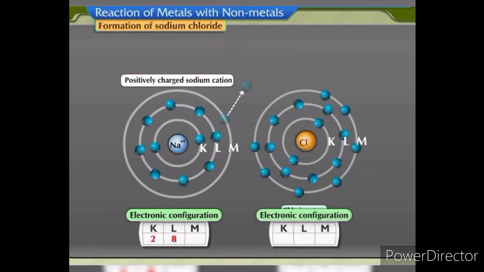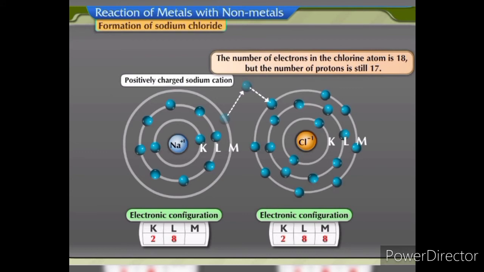On the other hand, the chlorine atom has 7 electrons in its outermost shell. It requires 1 more electron to complete its octet. The electron lost by the sodium atom is accepted by the chlorine atom. Now the number of electrons in the chlorine atom is 18, but the number of protons is still 17. This leads to the formation of a negatively charged chloride anion.